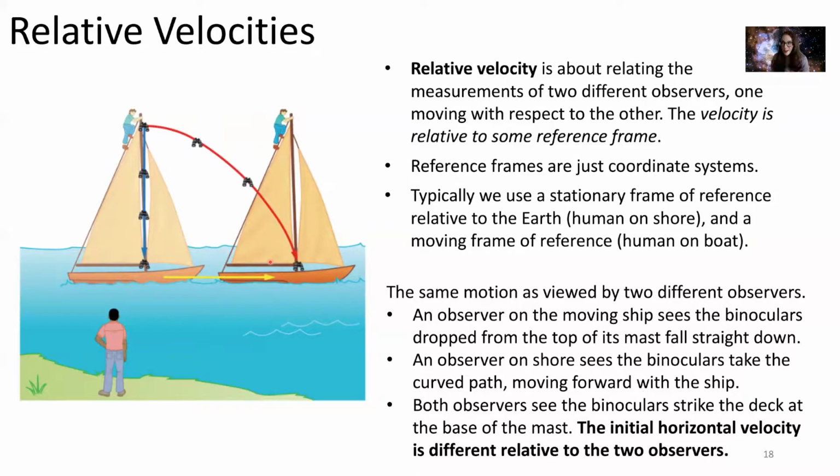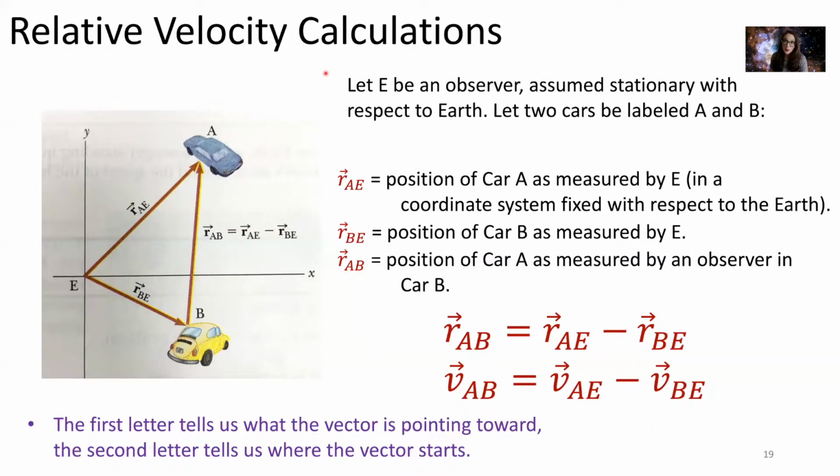Okay, so it's kind of a weird thing to wrap your head around, but the motion of an event can look different depending on your reference frame. So how do we perform our relative velocity calculations? Well, let's walk through it here. There'll be an equation that we can use. So in this example here, let E be an observer, assumed stationary with respect to the Earth. So E, our observer, is going to be standing right here.